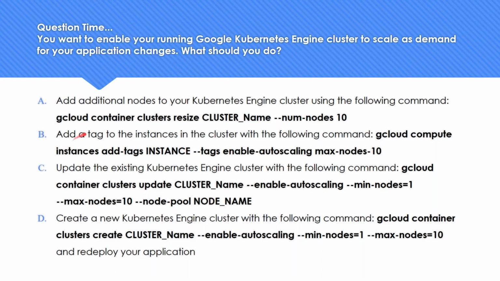Option B, add a tag to the instance in the cluster using the command gcloud compute instances. Now, whenever we are talking about Kubernetes, and there's any command related question like this that uses gcloud compute, I'm not going to even look into it, because I cannot do anything with gcloud compute because it's abstracted. The virtual machines are abstracted from Kubernetes. So you should never touch the backend system, instance group, all those things.